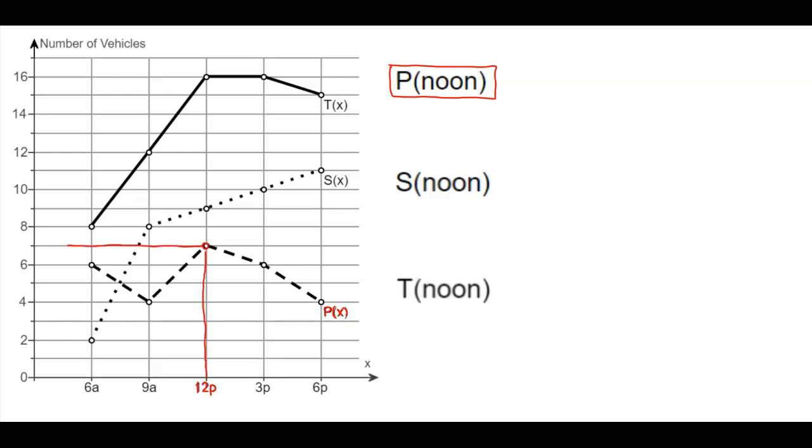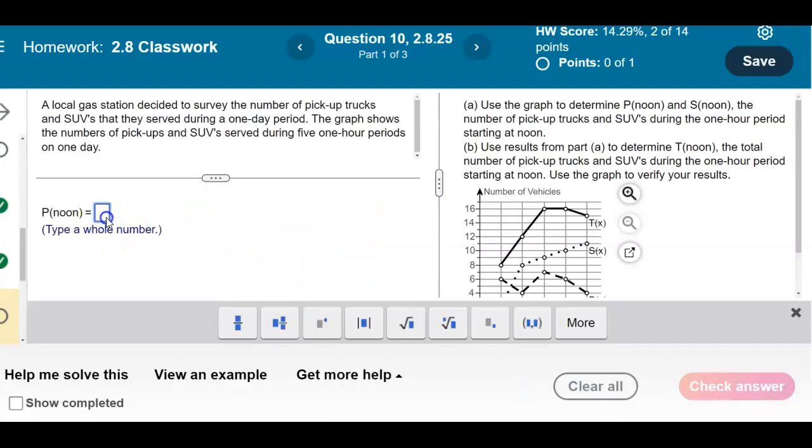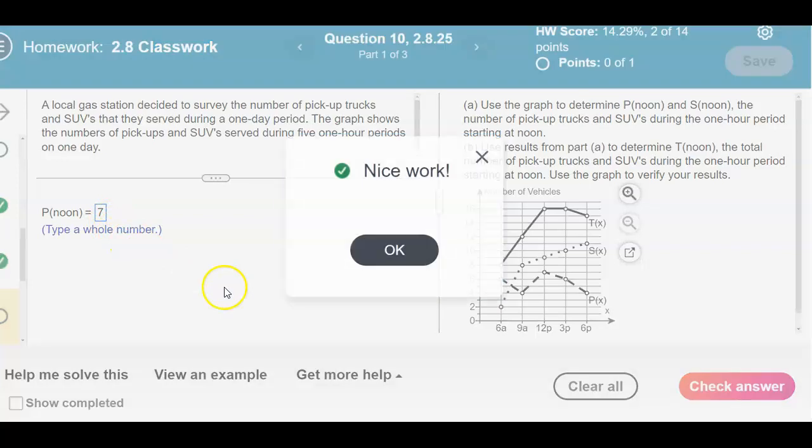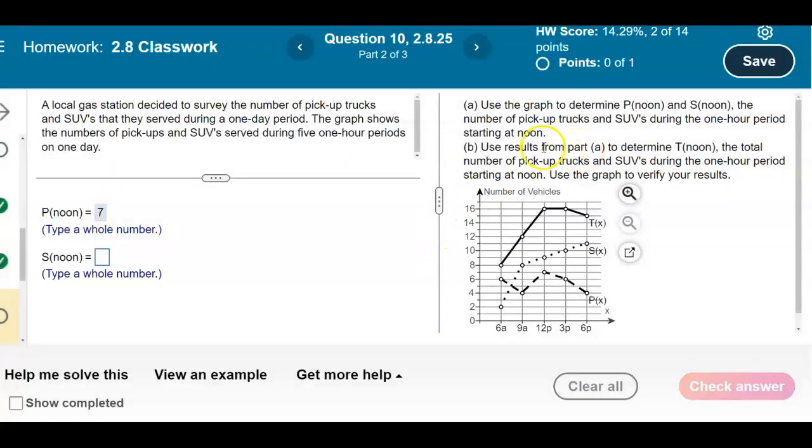Well, this number over here is going to represent 7. So that's going to equal 7. So let's go ahead and write 7 as our answer and see what we get here. Okay, so that means that we have 7 pickup trucks at noon.